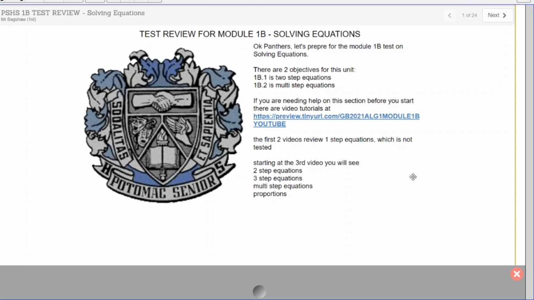Okay, this is the test review for Module 1B. Because I can't write on the screen, I'm not going to do this in Desmos. I just took a screenshot of everything, and I'm just going to talk through this. So this is the review for Module 1B.